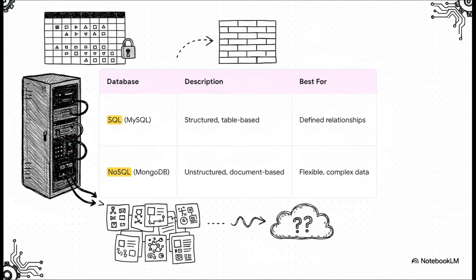Then you have NoSQL databases, like MongoDB. These are more like flexible filing cabinets. You just stuff documents in there. You'd pick NoSQL when your data is a little messy, or you think it might change a lot over time, or you need your app to scale up to handle tons of users. Knowing which one to pick is a huge part of being a backend developer.